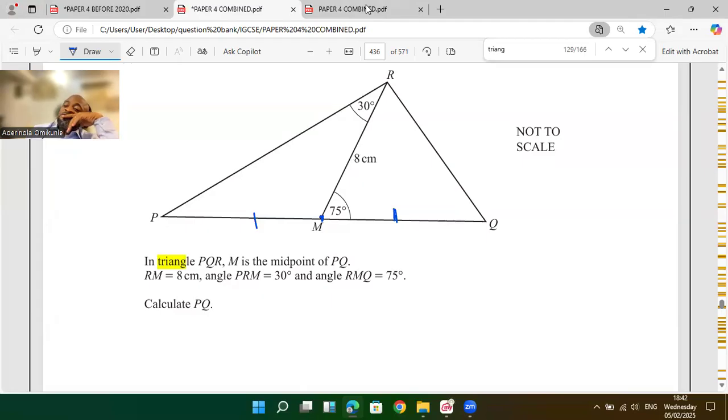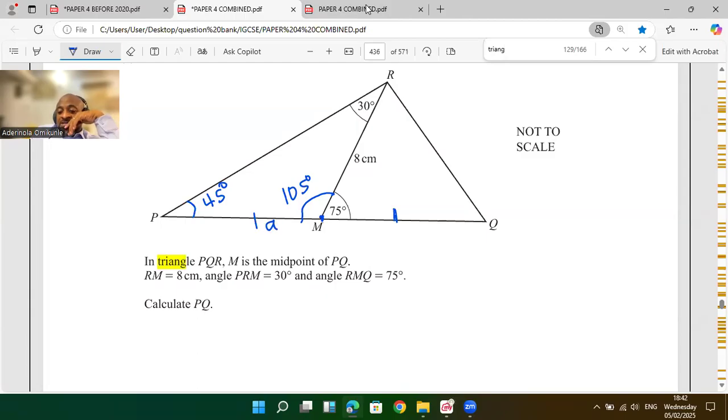Clearly, the first thing I can see here is that with angles on a straight line, this place is 105 degrees. So with angles in a triangle, this place now becomes 45 because 180 minus those two gives me 45. So I'm tilting towards using the triangle on the left, the triangle PRM or MRP, whatever we call it. Let me call this place A.